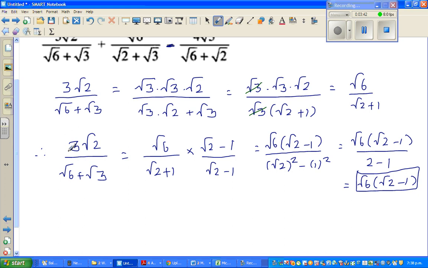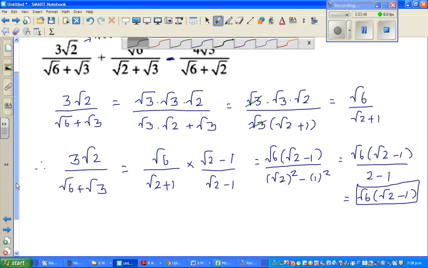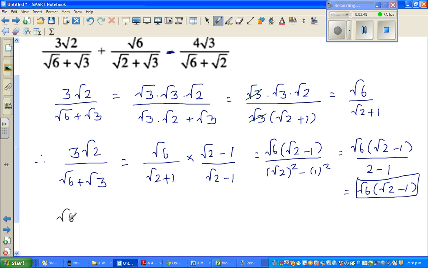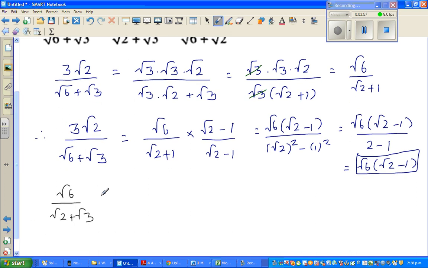Okay, so let me use a different color, say black. This is root 6 over root 2 plus root 3. Now you can't simplify this, so I'm going to directly multiply by the conjugate, which is root 2 minus root 3 over root 2 minus root 3.